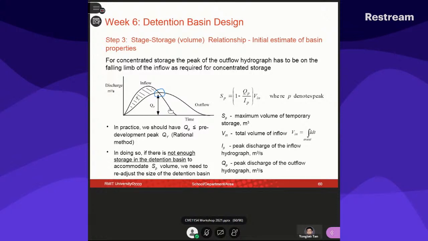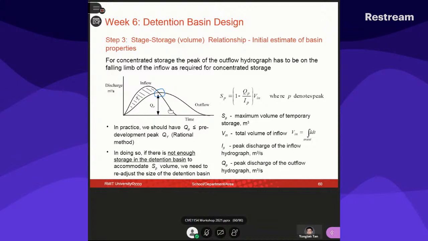For unregulated outflow, the discharge is the maximum when the storage in the reservoir is the maximum. That's very easy to understand, right? So for the unregulated concentrated basin, the peak outflow is always at the intersection point. It is not true for channel routing, means for the routing of the open channel.